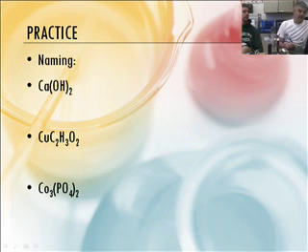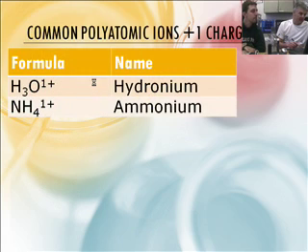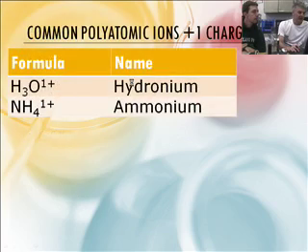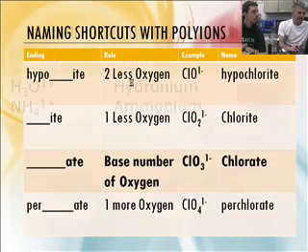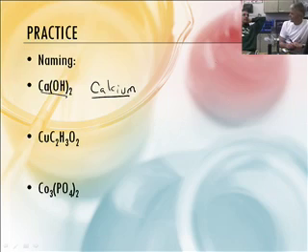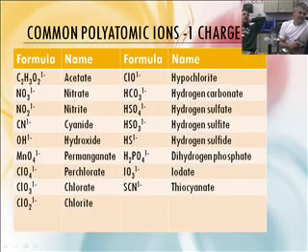So let's look at CaOH2. We've got Ca, which is calcium. We need to give it a last name, and when we give it a last name, we need to look at the polyatomic ions. So calcium, and then we got that OH thing. What's up with the OH thing? Well, we're going to have to look that one up.